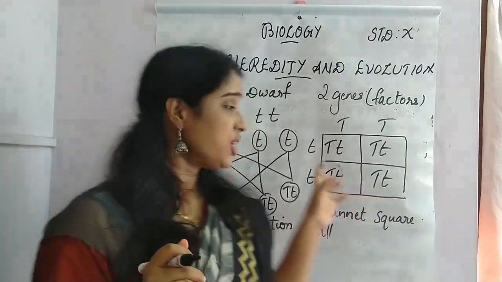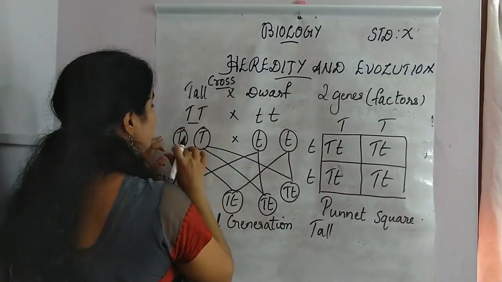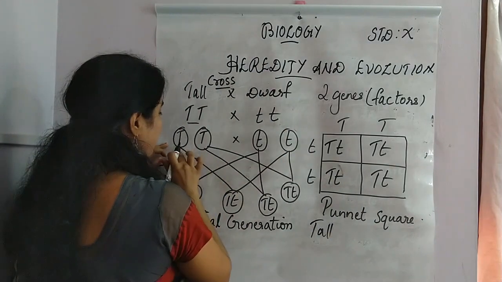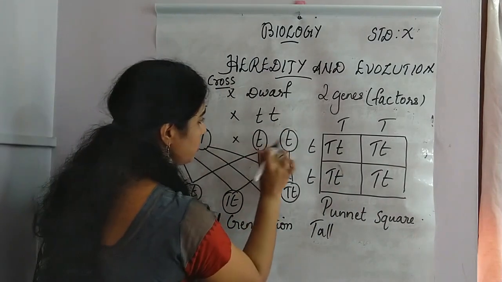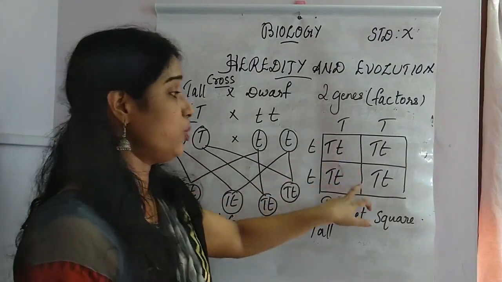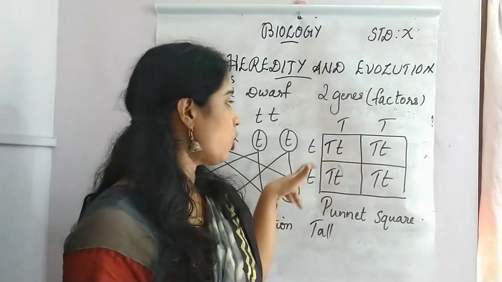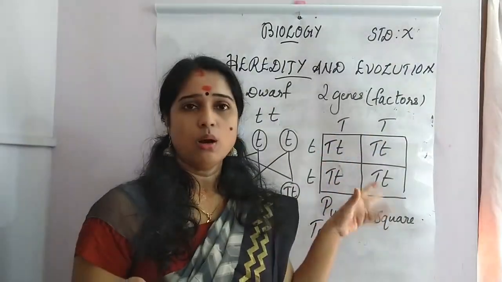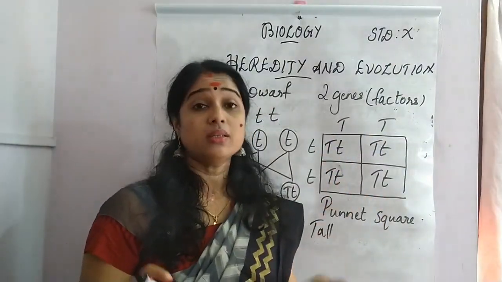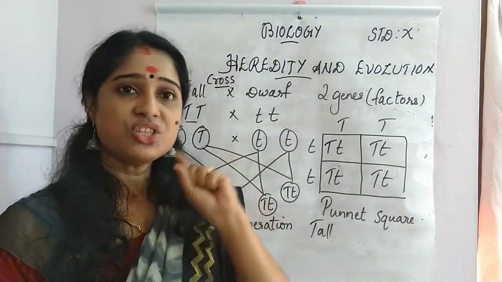And in the first generation, you should write like this. These are the two gametes. Capital T here, small t. You should separate like this and write. Then you can write in the form of a Punnett square, or likewise also you can write. Then when it crosses, this was the result. All the offsprings were tall. That happened in the first generation.